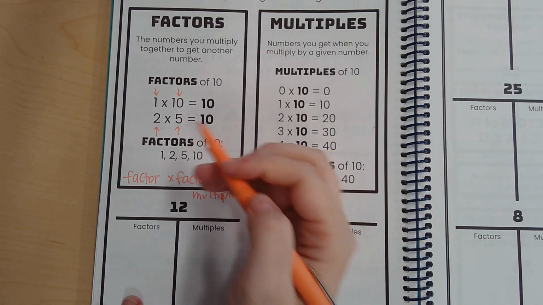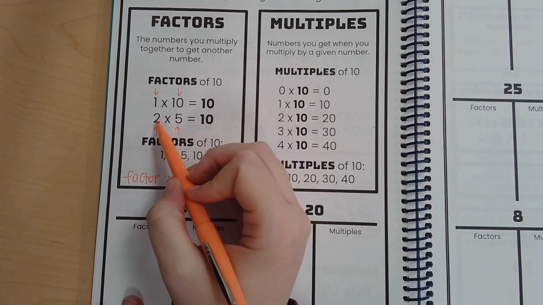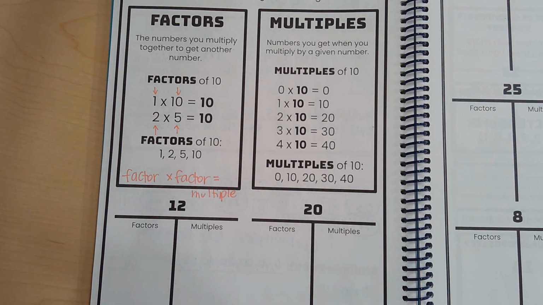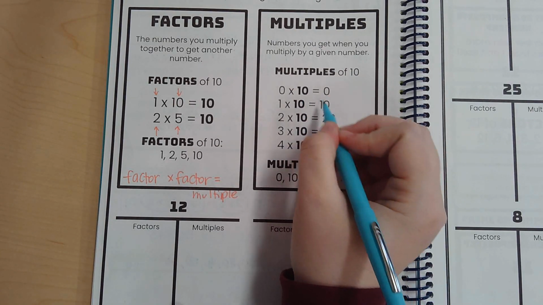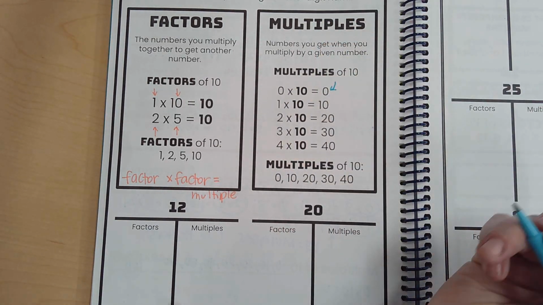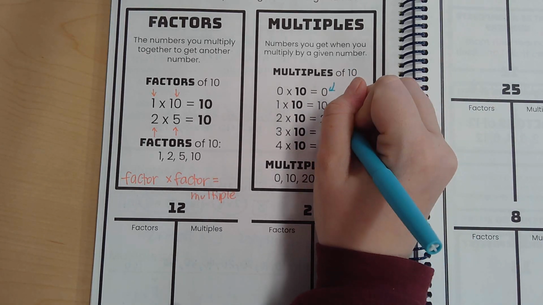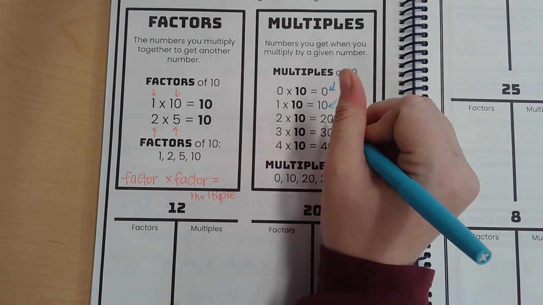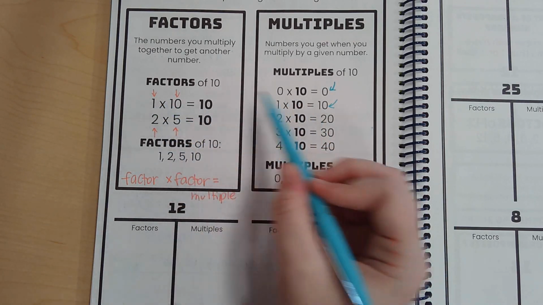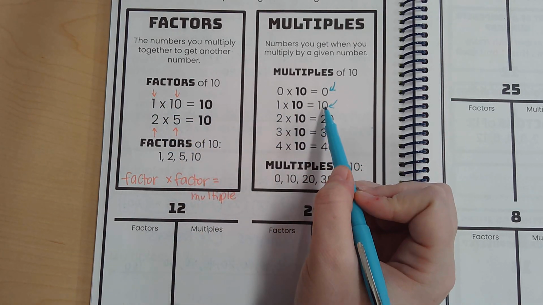So we said the factors of 10 are 1, 10, 2, 5. Your multiples of 10 would be your answers when you multiply by 10. So 0 times 10, 0. That's a multiple. 1 times 10, 10. That's another multiple of 10. So you can see the relationship. The 1 and 10 over here are factors. They give us a multiple over here.